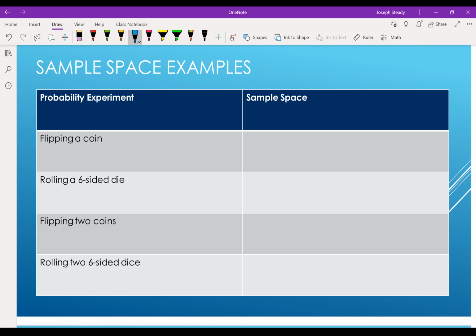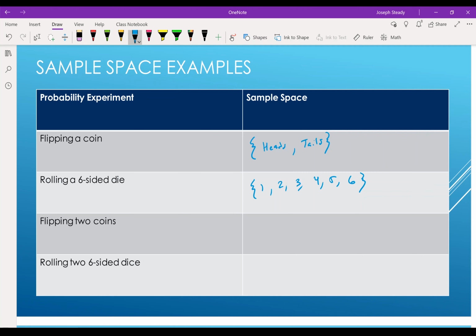When I flip a coin, my sample space is either heads or tails. That's it. Those are the only two options. When I roll a six-sided die, my sample space, the set of all possible outcomes, is, well, I can get a 1, a 2, a 3, a 4, a 5, or a 6. Those are all of my possible outcomes.